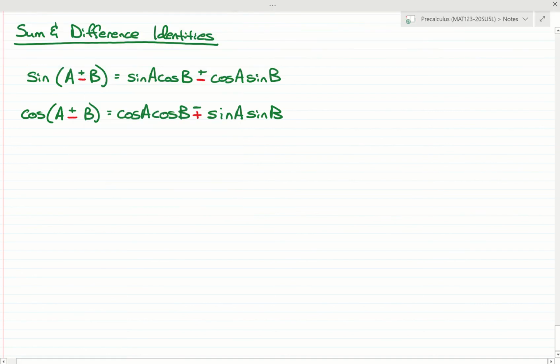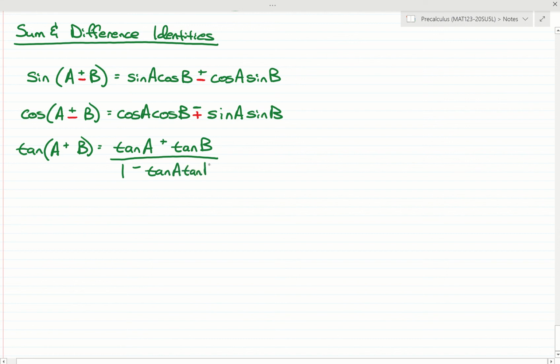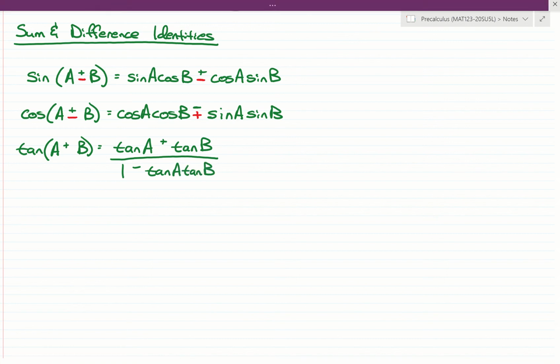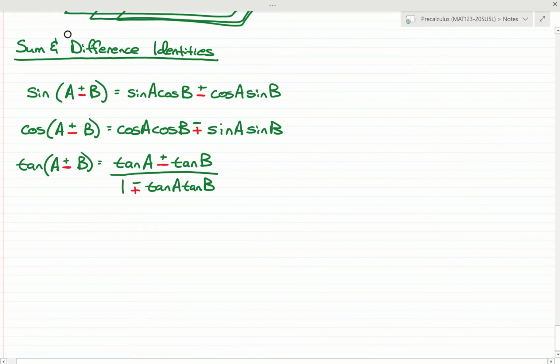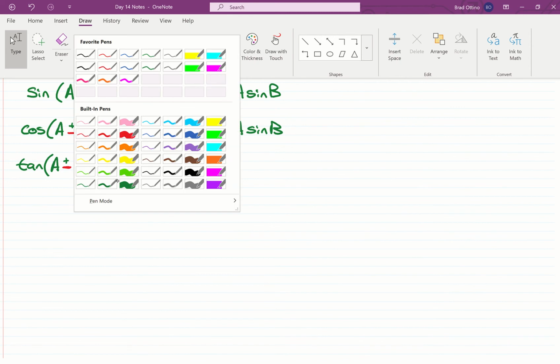And we have one more. Let's talk about tangent. Now the tangent of an angle plus another angle, the formula looks like this. Tangent of the first plus the tangent of the second, divided by 1 minus the tangent of the first times the tangent of the second. If we were going to be subtracting, we would use a subtraction symbol here, a subtraction symbol here, and an addition symbol there. So let's take a look at some examples now.